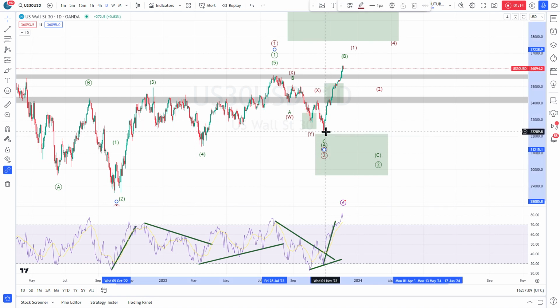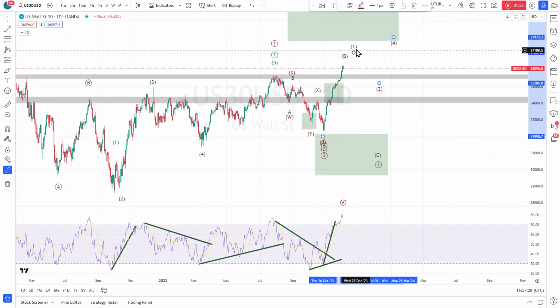Then the wave 2 was a corrective move as a triple three correction, WXYXZ, as indicated in red. And then from this low, we should start an impulse up, which is then the wave 1. So that's the scenario I'm tracking.